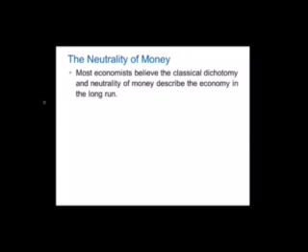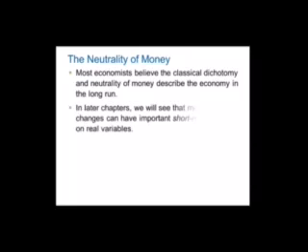Now, most economists believe that the classical dichotomy and the neutrality of money describe the economy in the long run. In later chapters we talk a little bit about short-run effects, but since we don't have much time in this course, in macro theory you will learn what happens in the short run. If you increase money supply, there may be some effect on certain real variables, but in the long run, that effect disappears.